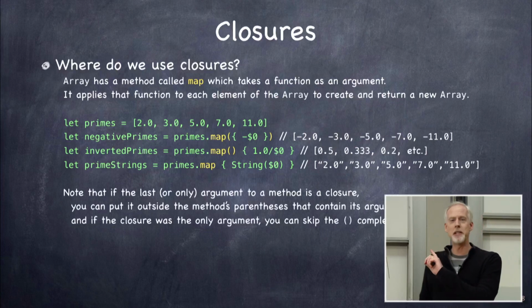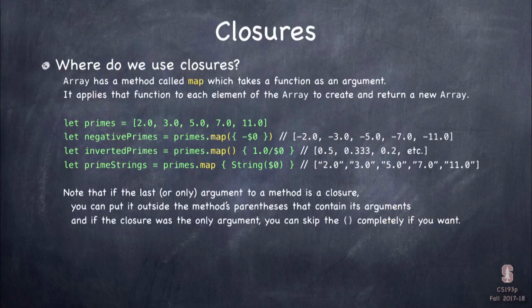Now, notice the yellow things up there have changed a little with each line. You see? The first one, map parentheses, the closure. The next one, map open parentheses, close parentheses, then the closure. And the third one, map no parentheses and the closure. Okay, this is using what's called trailing closure syntax. Okay, we almost always use this.